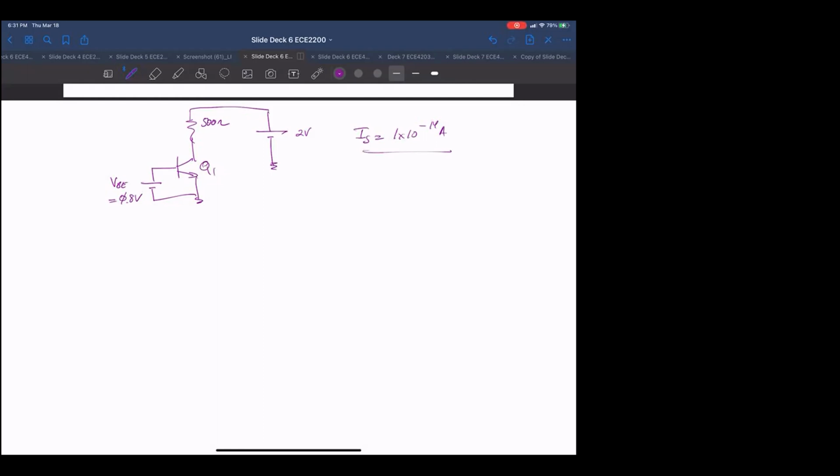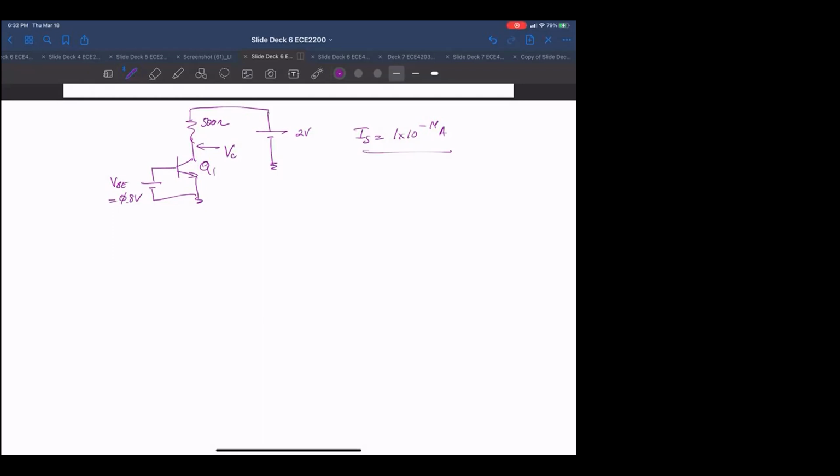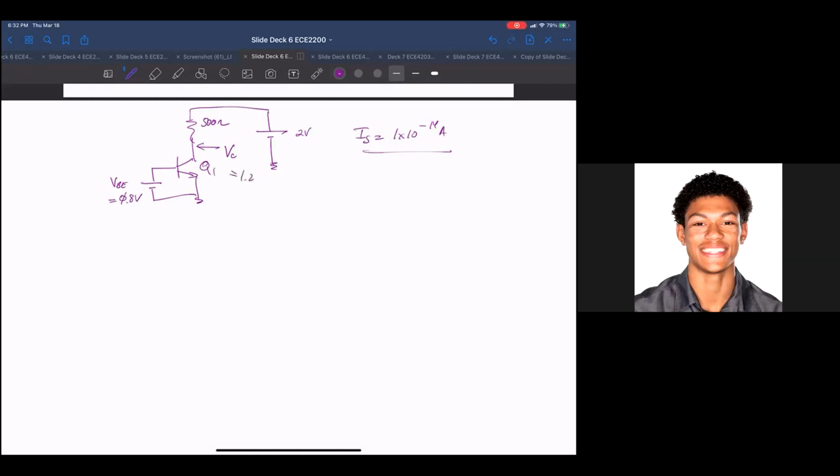Anybody want to volunteer to figure out this voltage here, V sub C? Is it 1.2 volts? How did you figure that out? I did the subtraction of the collector minus the base because it's in reverse bias, right?